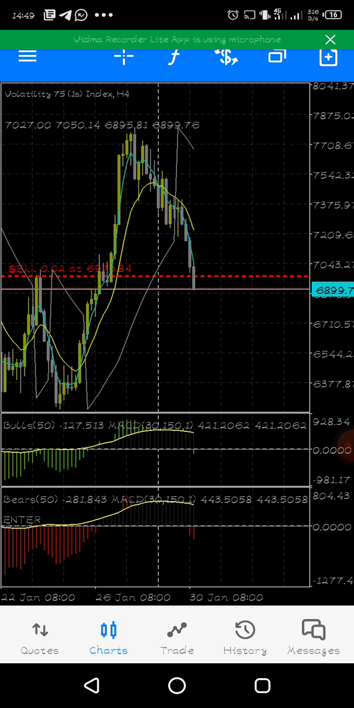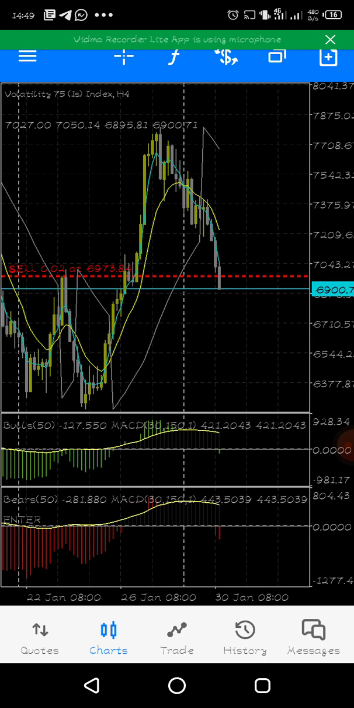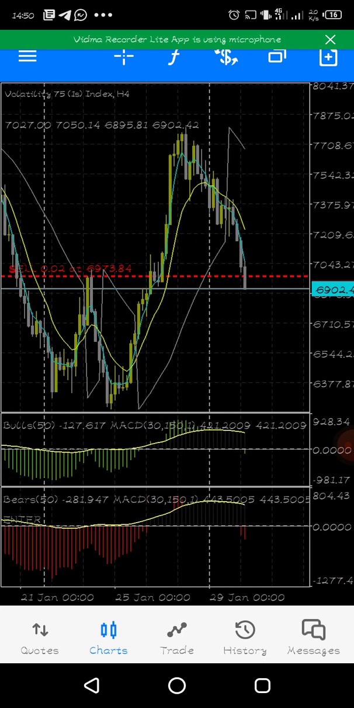Now I'm using 4 hours. The reason why I'm using 4 hours is because for Volatility 75 this week, I want to quickly talk about what happened. Last week we went all the way up. In the weekend, the market ranged a bit and started coming down. Now this is another day, this Monday, and the market actually pushed a little bit down on Monday.